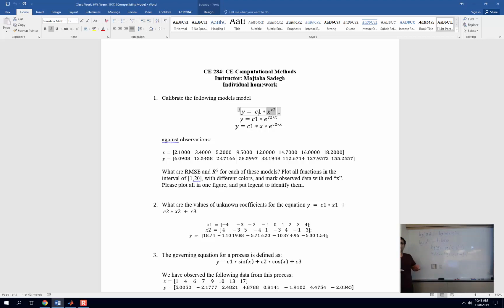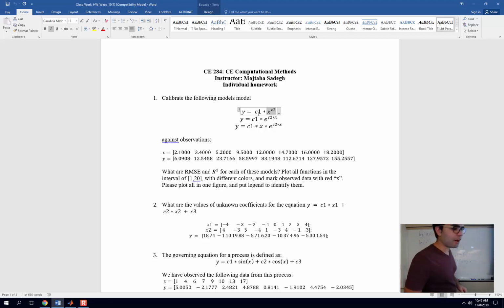Still not linear. X to the power of C2, C2 should be out front. Log of y is equal to log of C1 plus C2 log of x. Is it now a linear equation? Still not, because we have log of C1.